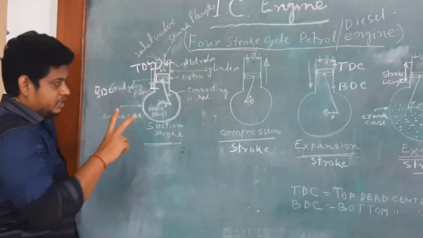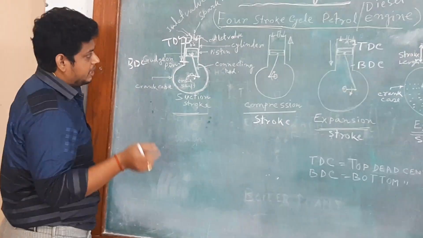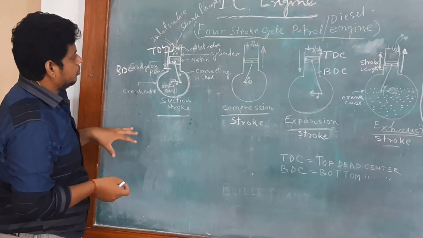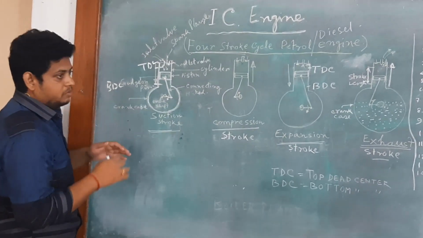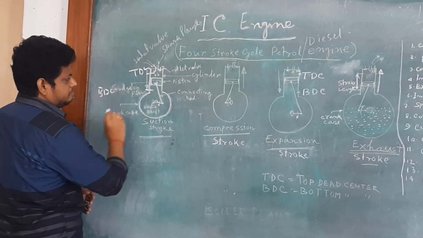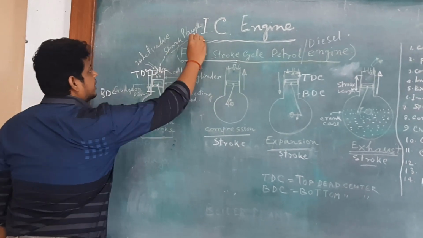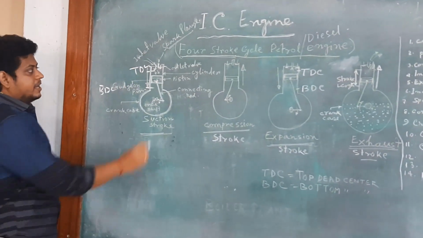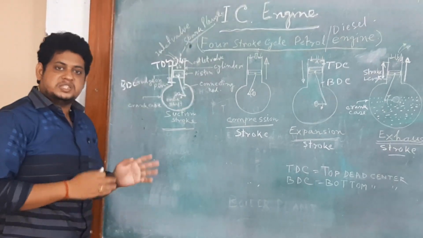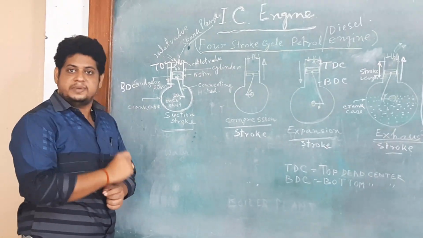I will again describe the whole process with this live model later. First of all, look at this picture and try to understand what the operation is and how it performs. These are the 2 valves, intake valve and exhaust valve, and the middle one is the spark plug. If it is a petrol engine, then a spark plug is provided. If it is a diesel engine, then instead of a spark plug, a fuel valve is there.